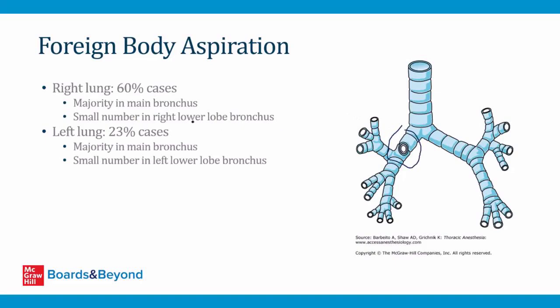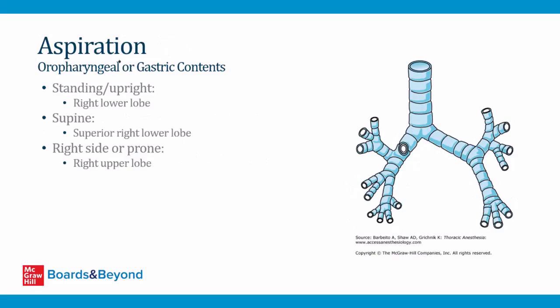A smaller number end up in the right lower lobe bronchi, which are down here in this picture. A smaller number of cases, about 23% in most studies, end up in the left side of the respiratory tree. Also usually in the main bronchus, this is the left mainstem bronchus here, and a smaller number in the left lower lobe bronchi.